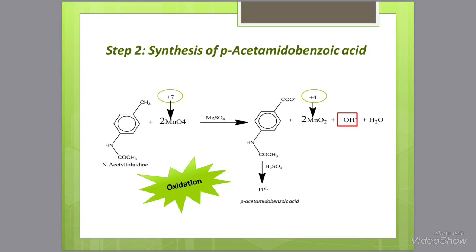Now, actually from this reaction, our product is not going to be the carboxylic acid, but rather the salt, the p-acetamidobenzoate. Okay? Now, in order to precipitate this product, we will acidify the reaction mixture. This acidification is going to convert the benzoate to benzoic acid that is going to precipitate from the solution, where you can collect it after cooling.